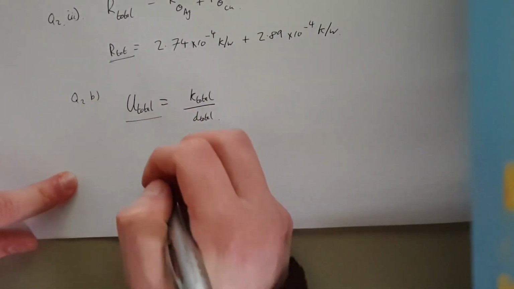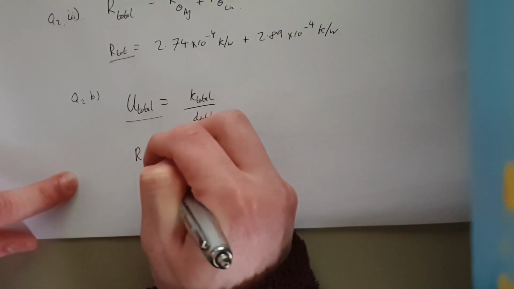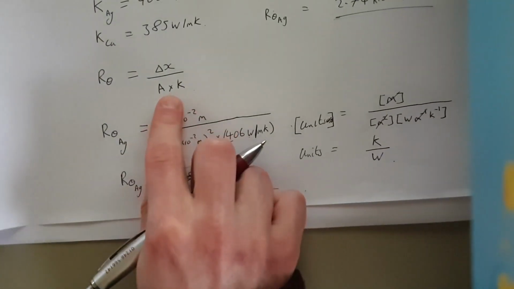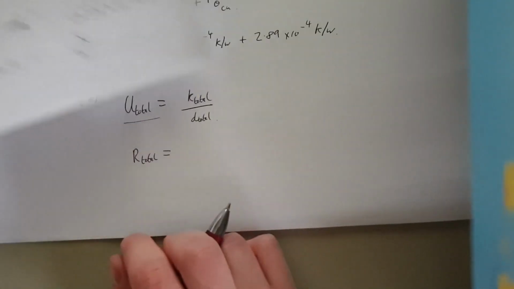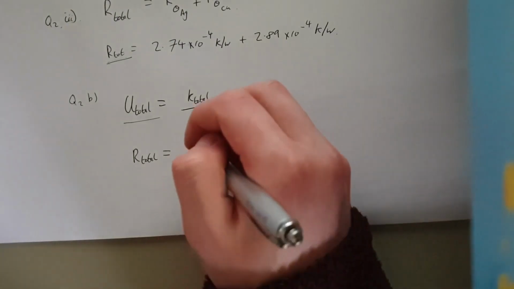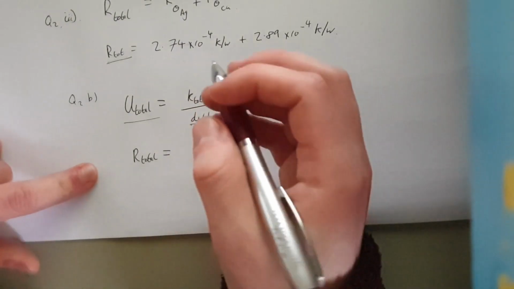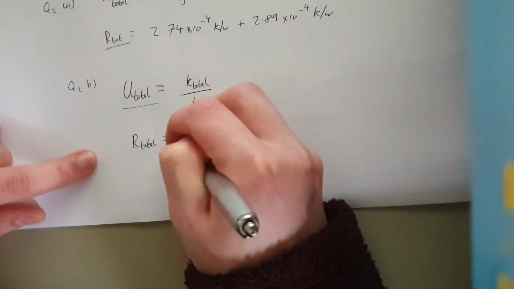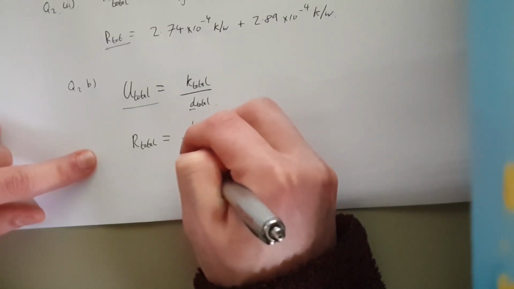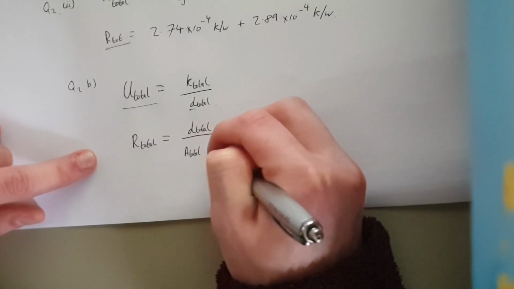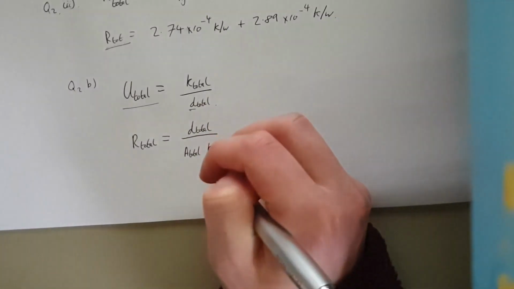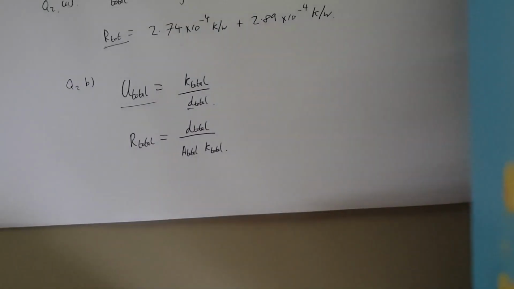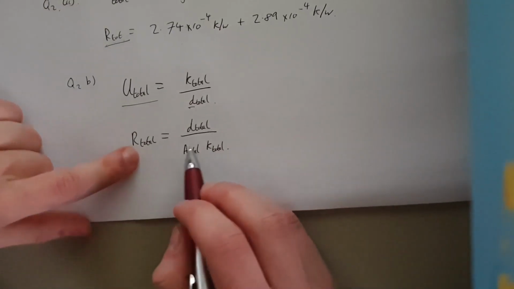Well, this is our resistance. So we know that R total is equal to, and from our previous formula, which we said here, this is delta X over A times K, we know that R total is going to be equal to, I'm just going to use D for thickness instead of X, D total over A total times K total, just from that previous formula that we had from this one. So we know what this is.